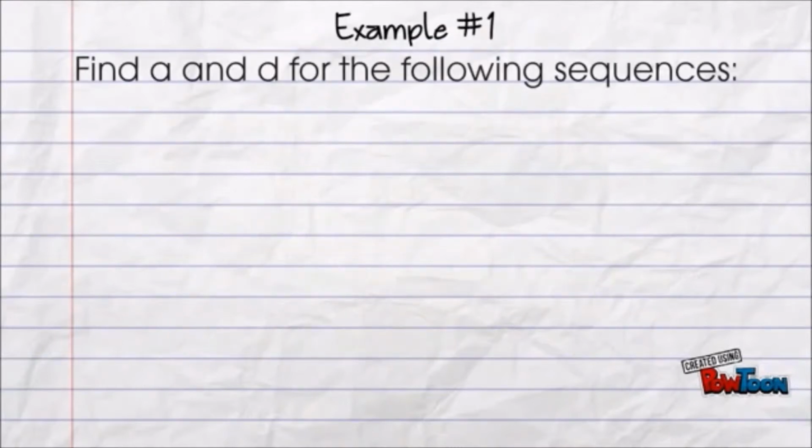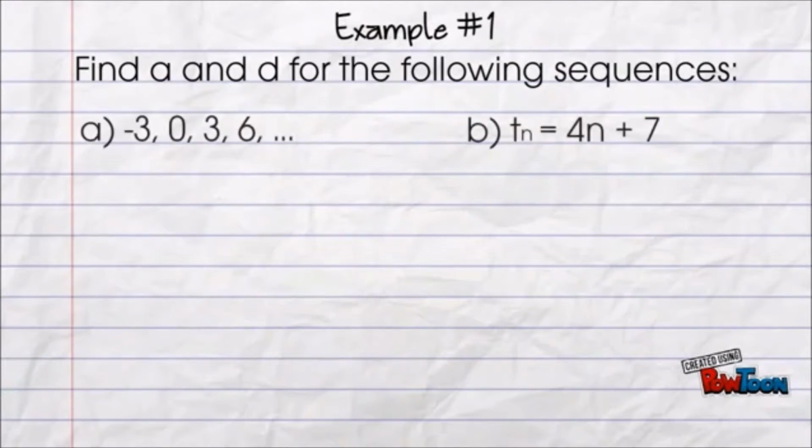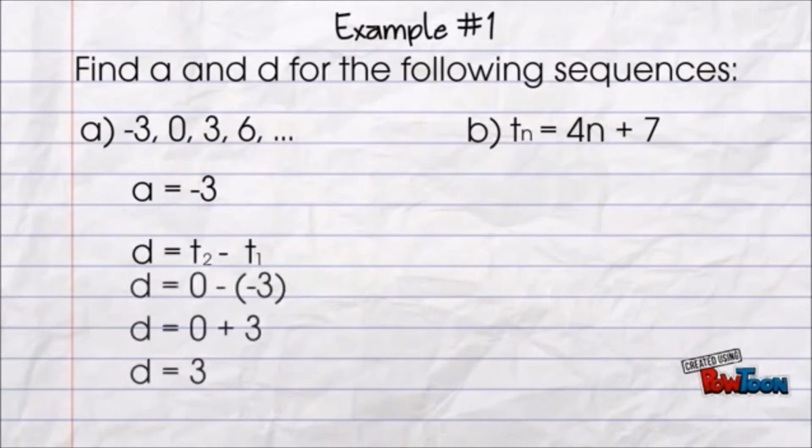Example number 1 asks us to find the first term and the common difference for the following sequences. In the first question, we know a equals negative 3 because that is the first term in the sequence, while the difference is just the second term minus the first term, which means 0 minus negative 3, which equals 3. Therefore, a equals negative 3 and d equals 3.